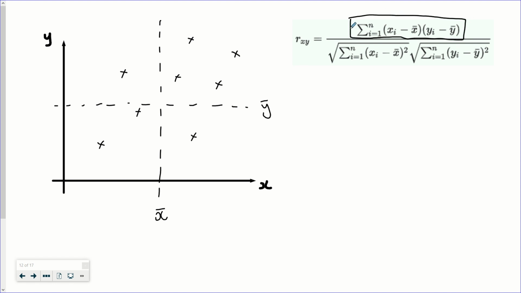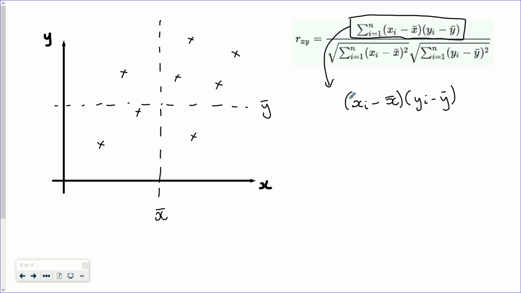So what this means is for each data point, we're going to work out this value, x minus x bar multiplied by y minus y bar. Well, I've got a scatter graph here, and I've put down through the middle of the x values, x bar. And through the middle of the y values, I've put y bar. So that gives me the middle of the data here.